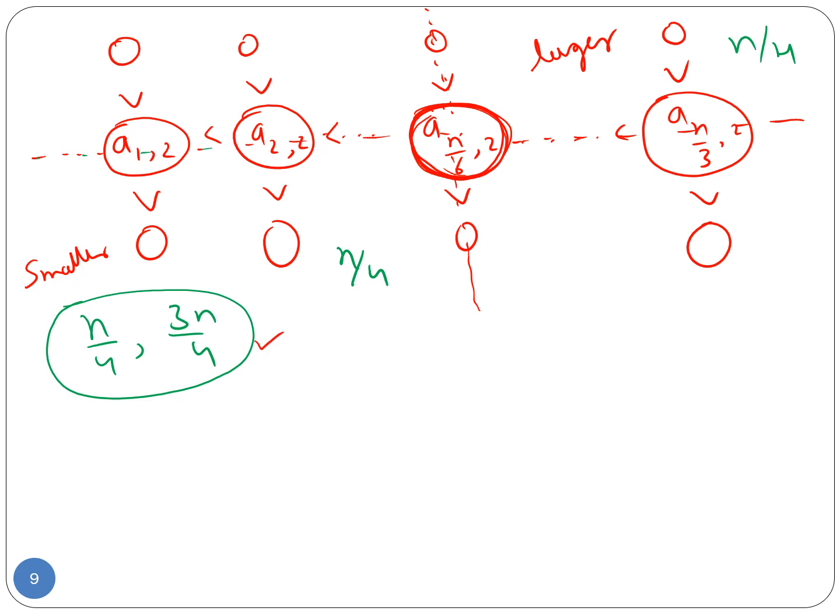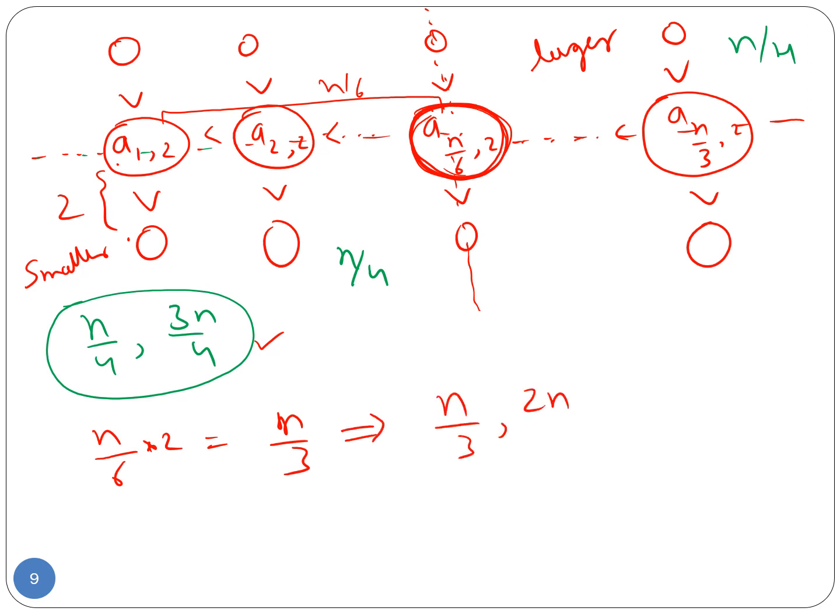All right, so the exact number of elements that are smaller is, if you think about this, there are 2 elements here, and in this row from here to here there are n by 6 elements, right? So the total number of elements that should be smaller is n by 6 multiplied by 2, which is basically n by 3, right? So which implies that the most lopsided partitioning that you can have is n by 3 comma 2n by 3. Notice that 2n by 3 is smaller than 3n by 4.